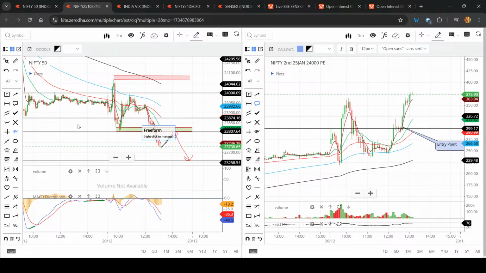For a move like this, I think it should come, and it will come. So just have patience, keep waiting. The markets will give you chances.